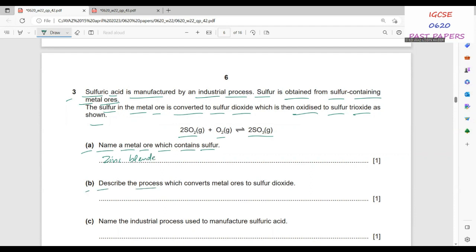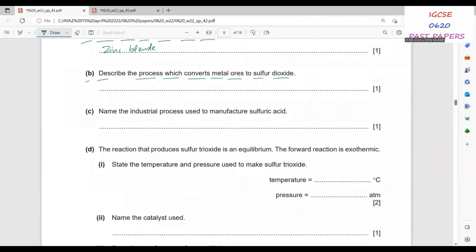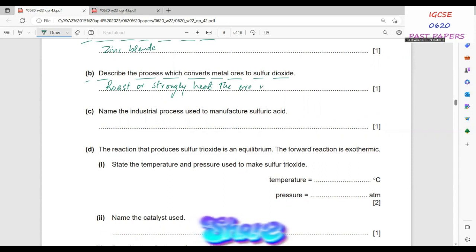B. Describe the process which converts metal ores to sulfur dioxide. So we'll roast this ore in air or strongly heat the ore in air. C. Name the industrial process used to manufacture sulfuric acid. It is contact process, so I'll write contact process.